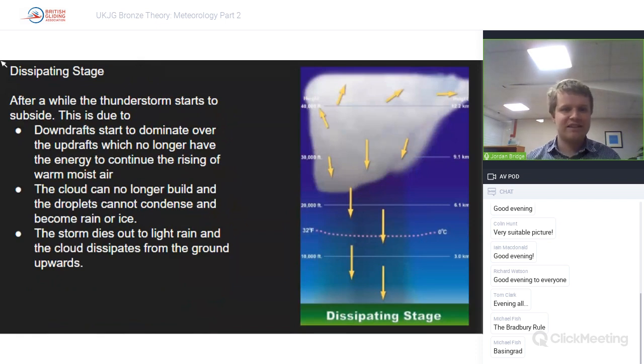But all good things, or all bad things, hopefully do come to an end, much like I hope COVID does. After a while, the thunderstorm starts to subside, because eventually the thunderstorm's got so big it can't really get any more convection. The energy coming in has stopped, and the downdraft starts to dominate. Therefore, the cloud can no longer have any fuel, a bit like a fire, and the droplets cannot condense, and therefore become rain or ice. The storm generally dies out to light rain and you get those mammatus clouds, and it just closes itself up from the bottom upwards.